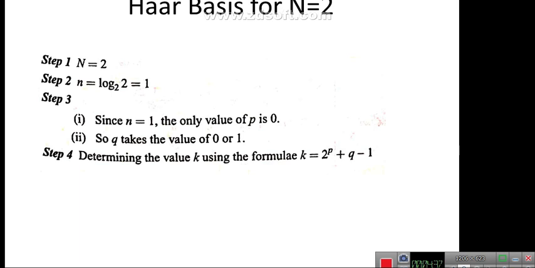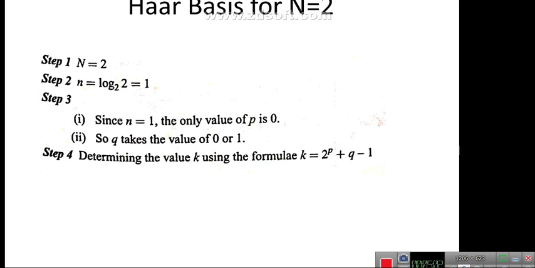So now one simple problem for the Haar basis for n equal to 2. So n is equal to 2. From this, small n is equal to log base 2 of 2, which is equal to 1. Since small n equal to 1 means only the value of p is 0, and q takes the value either 0 or 1. Okay. So if p is 0, q may be 0 or 1. So (0, 0) or (0, 1).